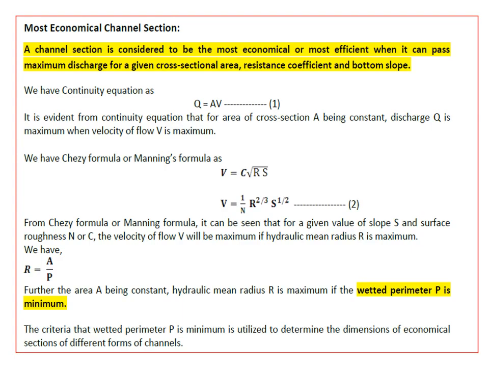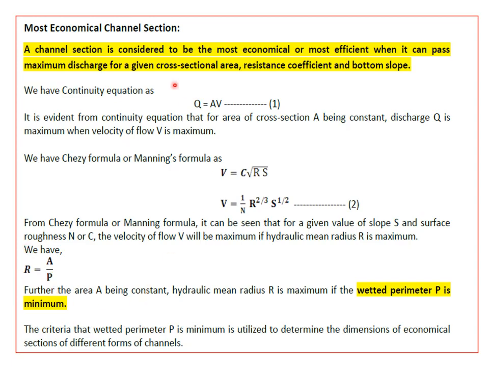So therefore, when you come to Chezy's equation or Manning's formula, V is equal to C root RS. So if V has to be maximum, then because C is constant and S is constant, R has to be maximum. Similarly, if you take Manning's equation, if V has to be maximum, then R has to be maximum if N and S are constant. Now if R has to be maximum, from hydraulic mean radius R equals A by P, for a given area, that is area as a constant, if R has to be maximum, then wetted perimeter has to be minimum.